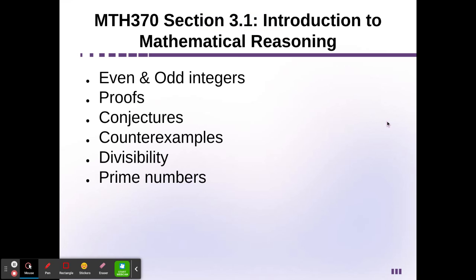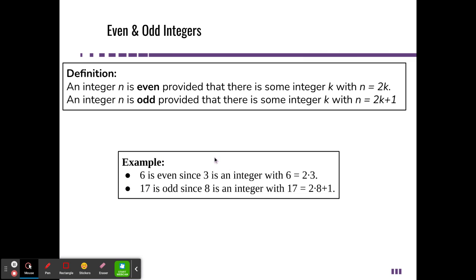All right, 3.1, Introduction to Mathematical Reasoning. So to just establish some background rules that we'll use inside of proofs to start off, and then we'll have a whole series of rules beyond that: even and odd integers, proofs, conjectures, counterexamples, divisibility, and prime numbers.